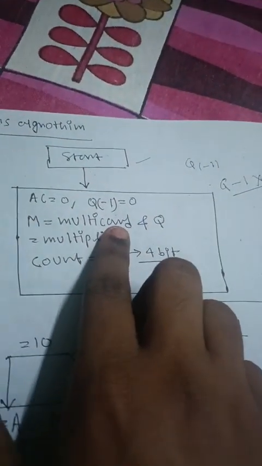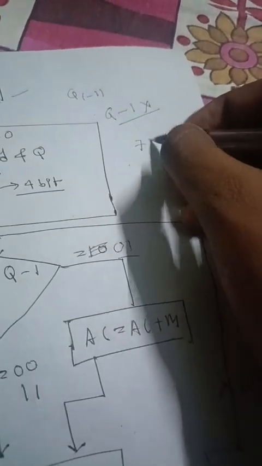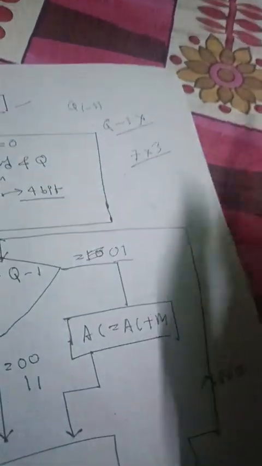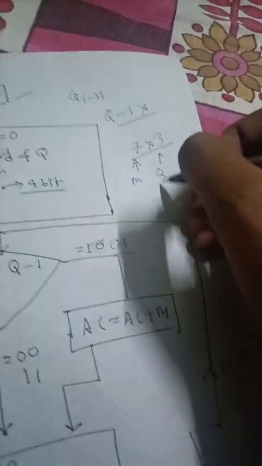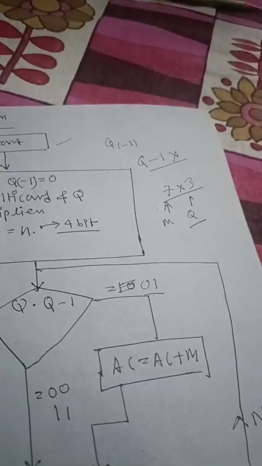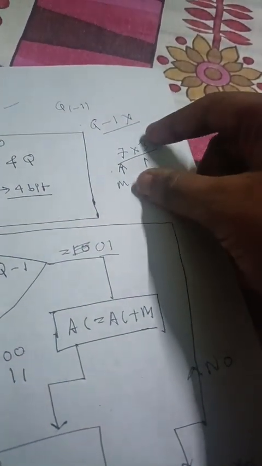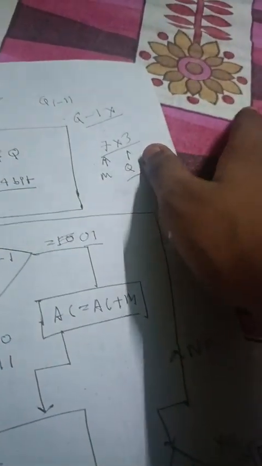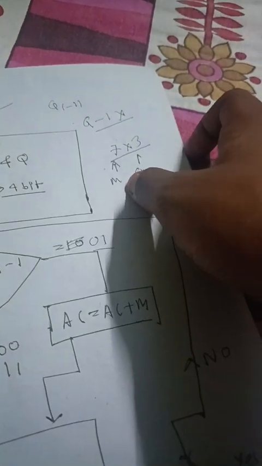M is called the multiplicand and Q is called the multiplier. If we are doing 3 into 7, then 3 is called M and 7 is called Q. How to remember? Just remember that alphabetically M comes before Q. So the first number is called M and the second number is called Q. Q is the multiplier and M is the multiplicand.